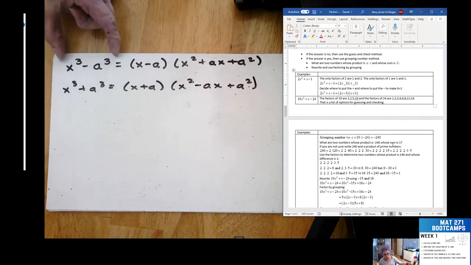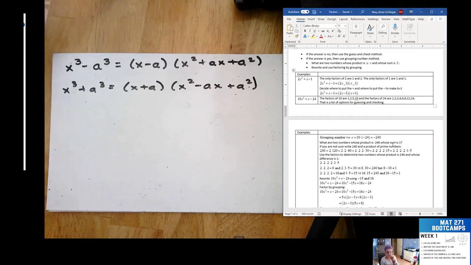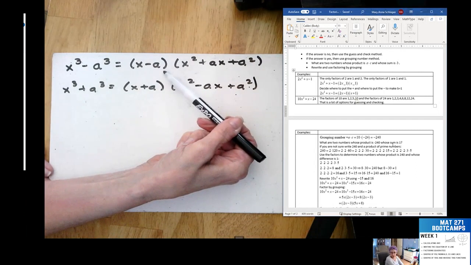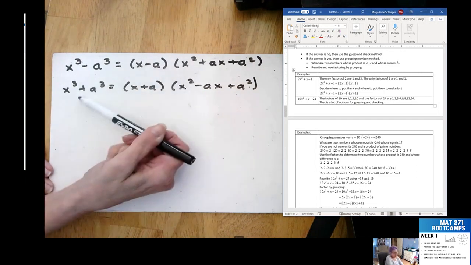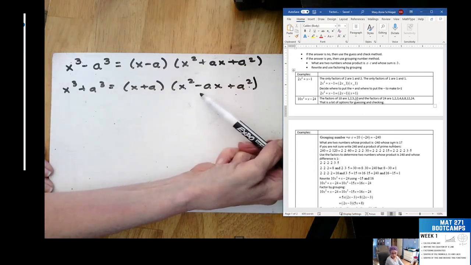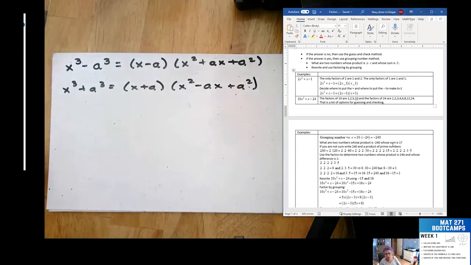So anytime you have 2 cubes, when you factor it, you're going to have 1 minus sign. If you have a difference of 2 cubes, the minus sign goes in the binomial piece. If you have a sum of 2 cubes, the minus sign goes in the trinomial piece, the piece with 3 terms in it. So it's not too hard to memorize.